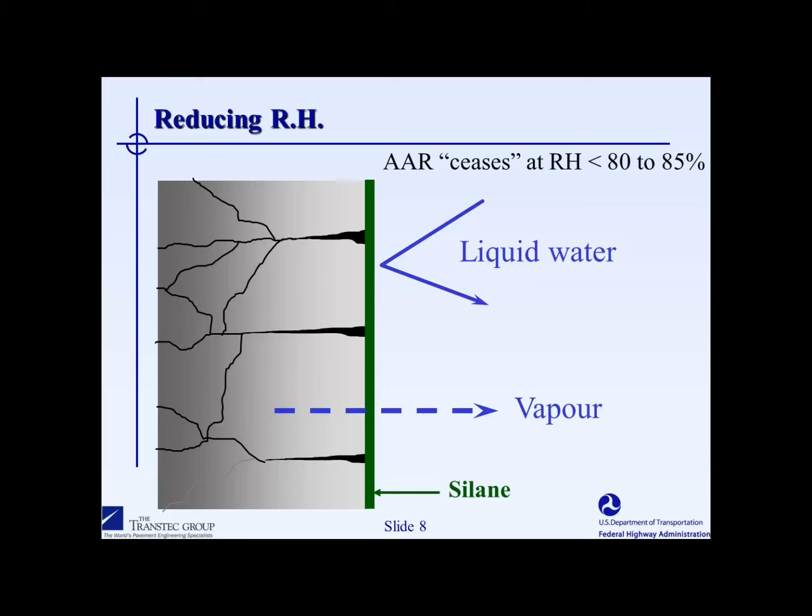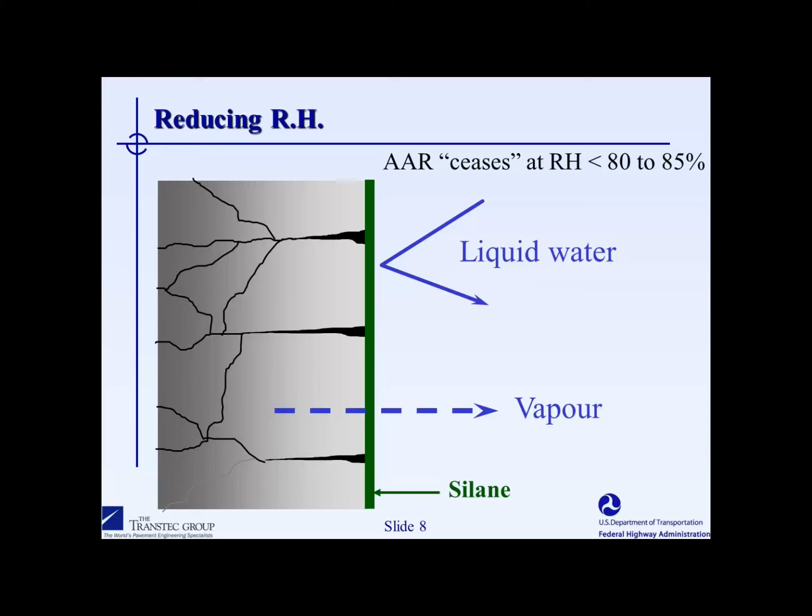This example shows the application of silane. Silane is a product that, when you apply it topically to concrete, will penetrate just a couple, 3 millimeters or so, but it will react chemically with the concrete substrate and form a hydrophobic barrier. That hydrophobic barrier will prevent liquid water from coming in, but because it's a breathable barrier, it will allow the vapor inside the concrete to escape with time.